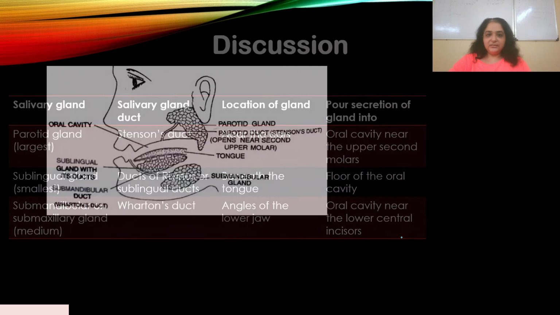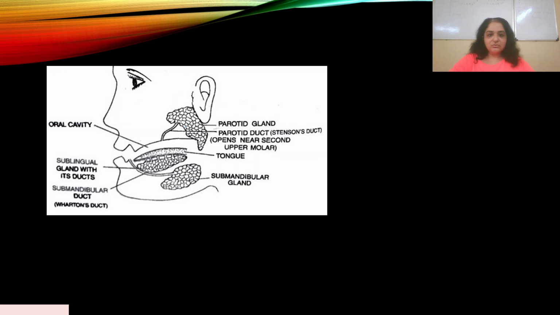There is a nice diagram over here, so you can visualize where they are located. You have your parotid gland here, you have a sublingual gland here, which is below the tongue, and you have a submandibular gland here. And the ducts are present there.